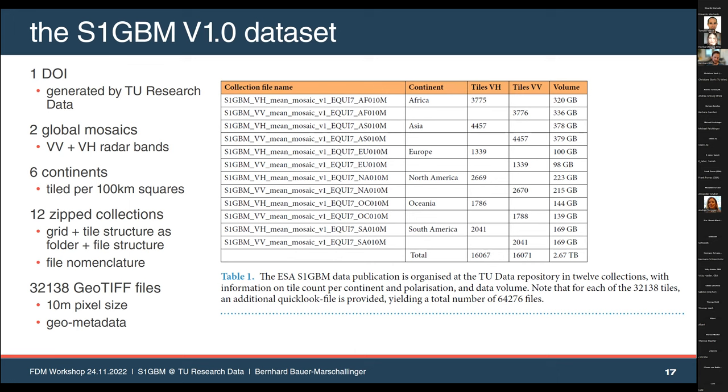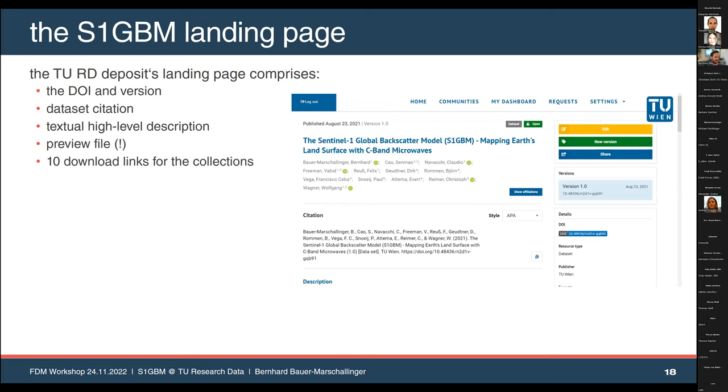Overall, we have here the statistics of how large the individual downloads are in terms of data volume. But we could transport this very easily to the repository and also to the download links. This brings me to the landing page we have at the TU Wien Research Data Deposit.